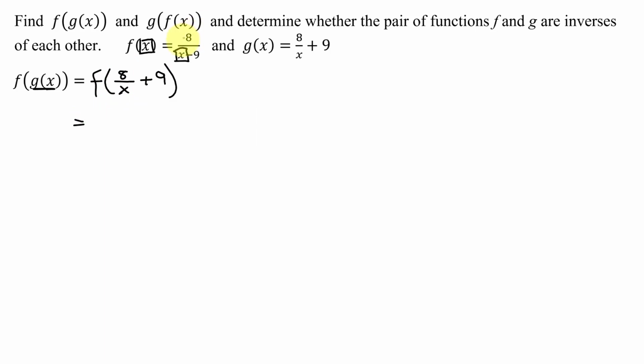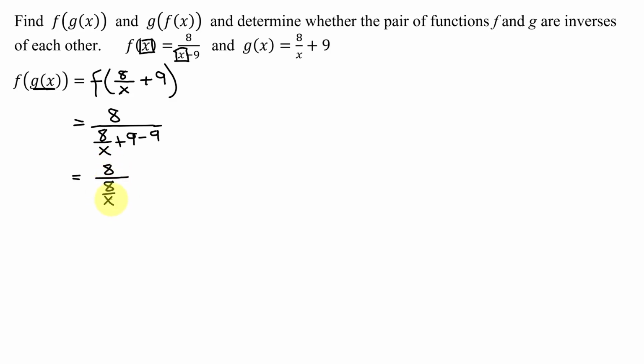So I'm going to get 8 divided by, instead of x, I'm going to have this whole expression, 8 divided by x plus 9. And then don't forget, I also need a minus 9 in the denominator. So I'm going to get 8 divided by, in my denominator, 9 minus 9 is 0, so I'm just going to get 8 divided by x.